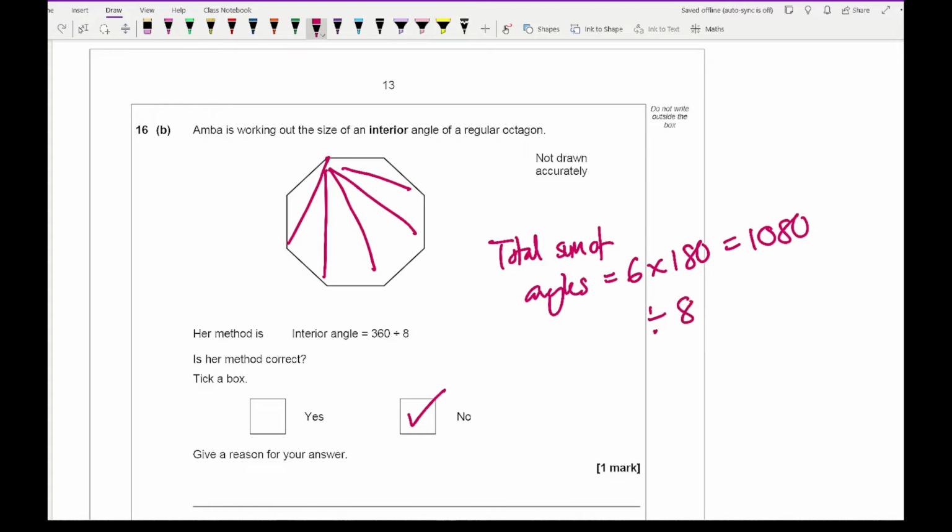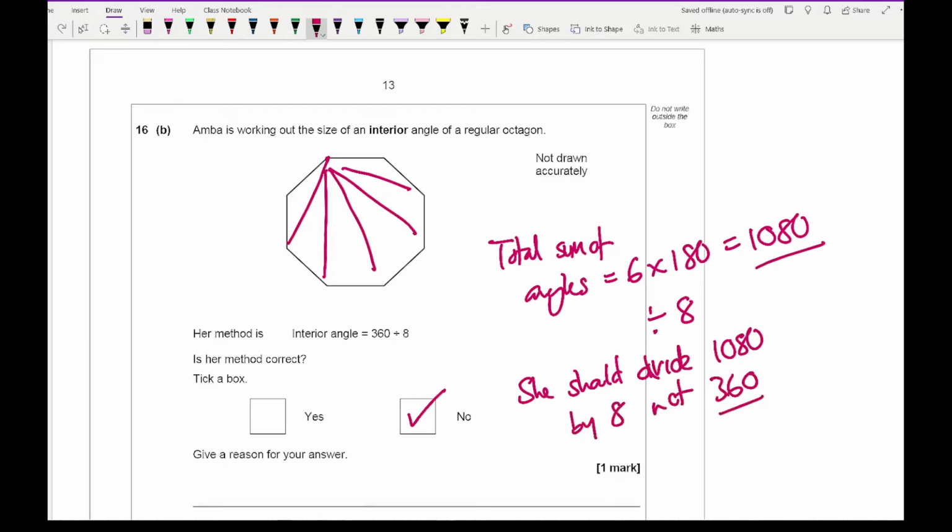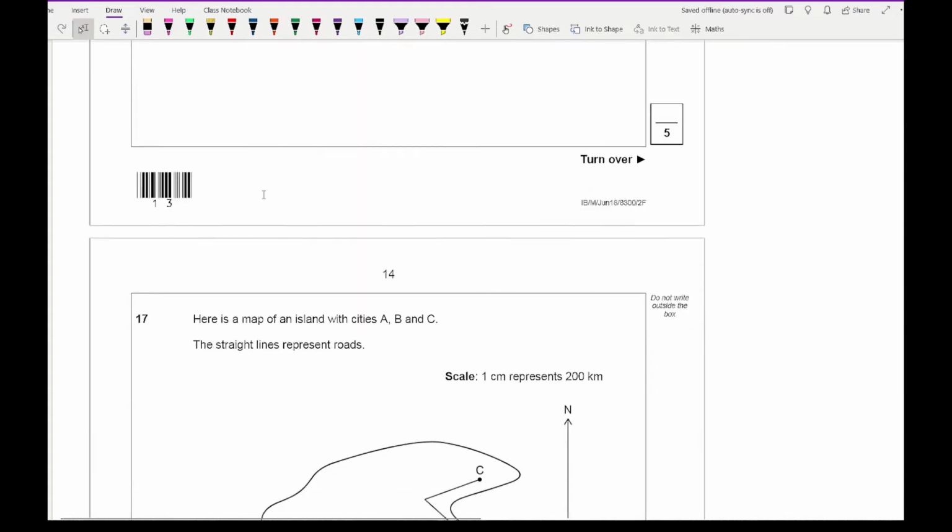So in other words, what we should have written is something along the lines of, she should divide 1080 by 8, not 360. And again, the reason why is because the total angles in an octagon add up to 1080.